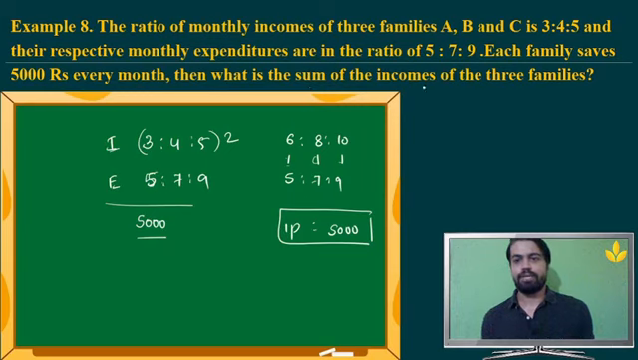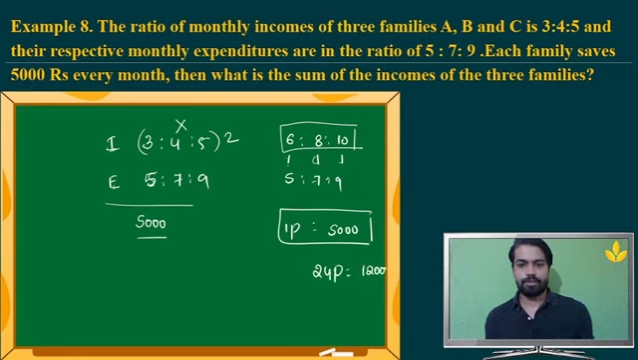What is the sum of the incomes of 3 families? So this sum they are asking. So the sum is 16 plus 8, 24 parts. 24 parts is 1,20,000. So the answer for the question is 1,20,000 rupees. So that is your answer.